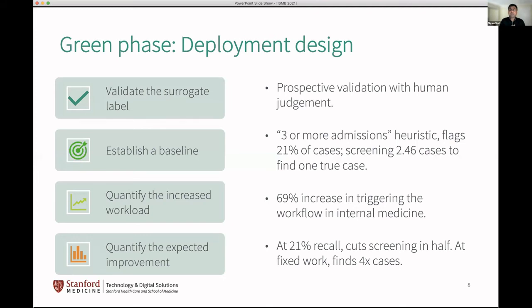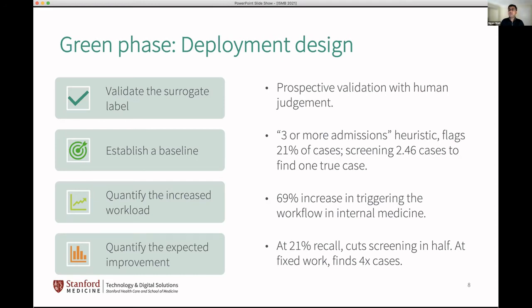Then, because the responsive party in this case is a group of humans, we're reliant on their ability to make time for the additional cases we're going to send their way. So we quantified the increased workload over a few days of hospital throughput, and it turns out that would be increasing the work by about 69% in the internal medicine department. Now, if you're going to ask somebody to do that much extra work, you better quantify the expected improvement. So in this case, if we maintained recall at the current status quo of 21%, we would cut the chart screening work in half.